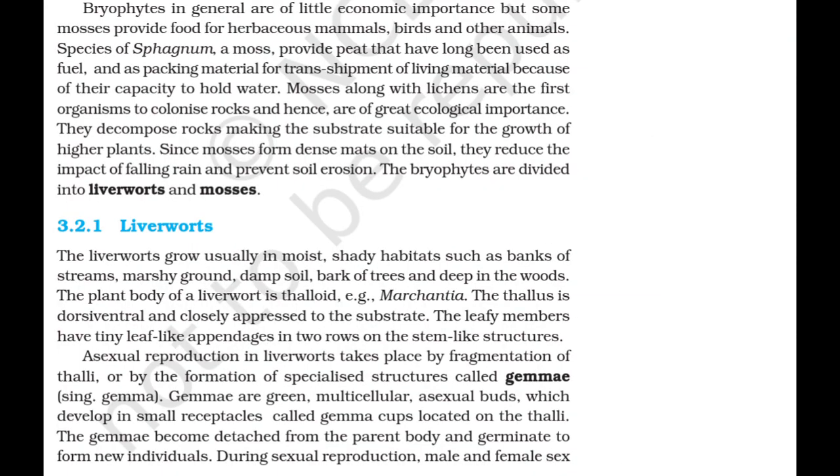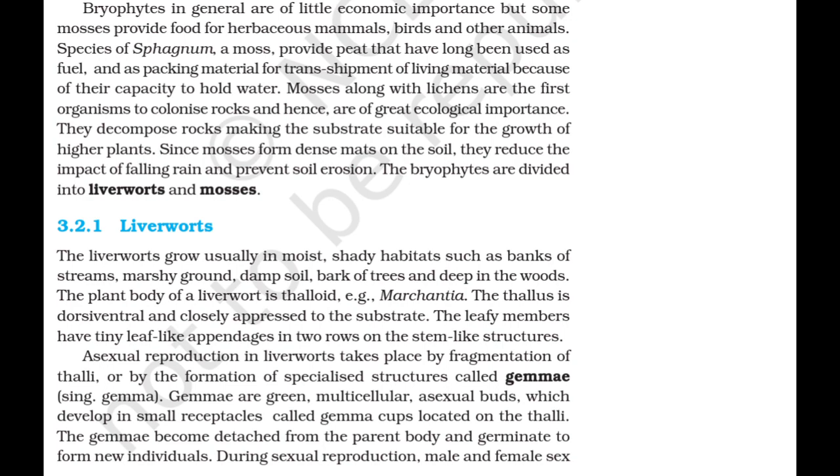Bryophytes in general are of little economic importance, but some mosses provide food for herbaceous mammals, birds, and other animals. Species of sphagnum, a moss, provide peat that has long been used as fuel and as packing material for transshipment of living materials because of its capacity to hold water. Mosses along with lichens are the first organisms to colonize rocks and hence are of great ecological importance. They decompose rocks, making the substrate suitable for the growth of higher plants. Since mosses form dense mats on the soil, they reduce the impact of falling rain and prevent soil erosion.